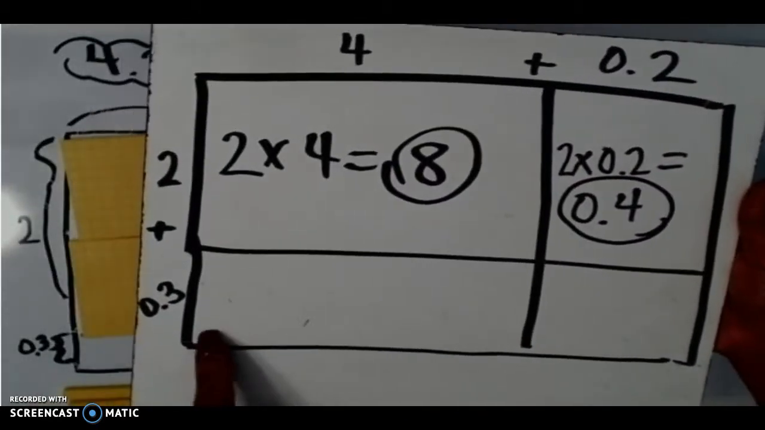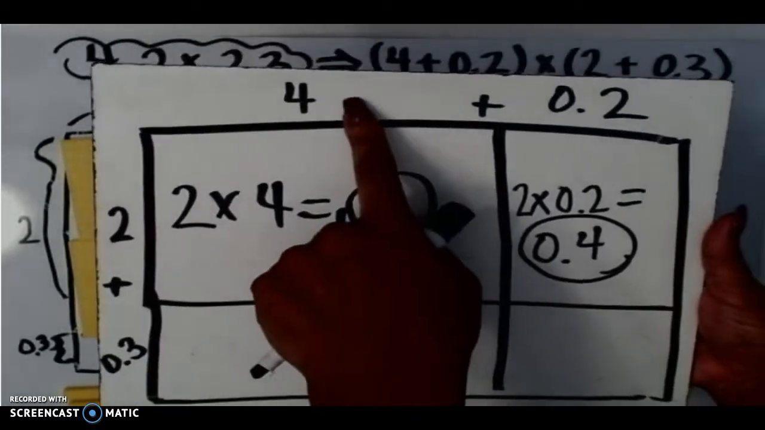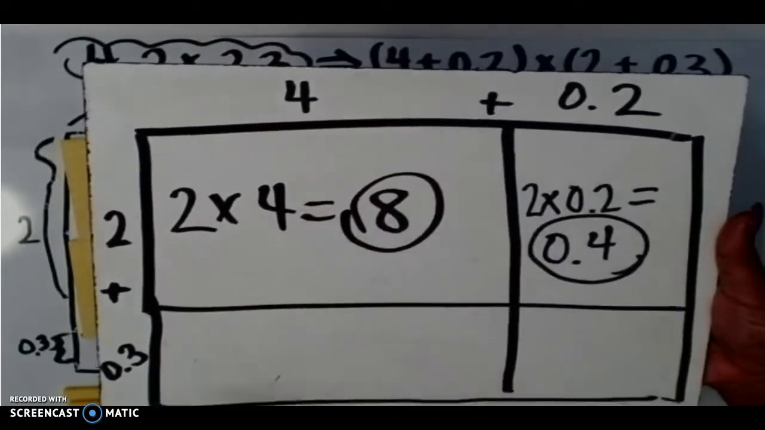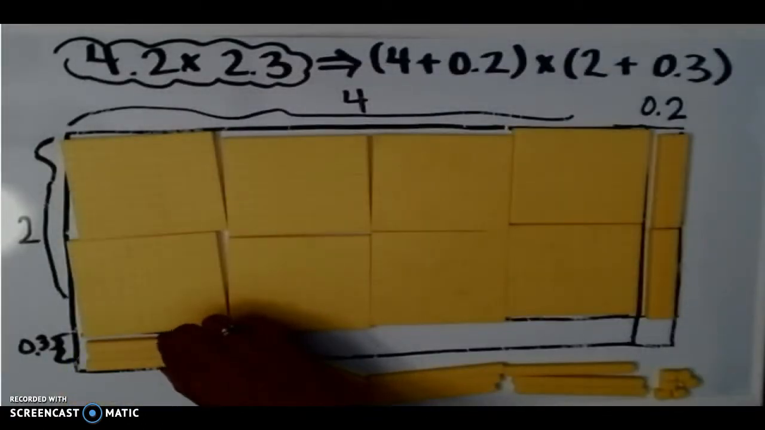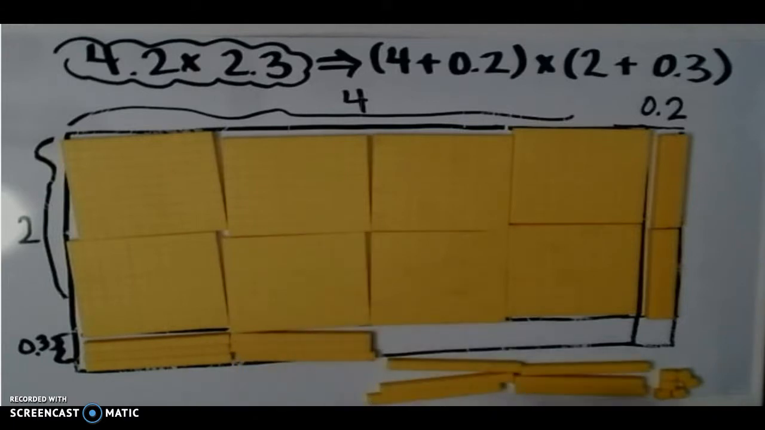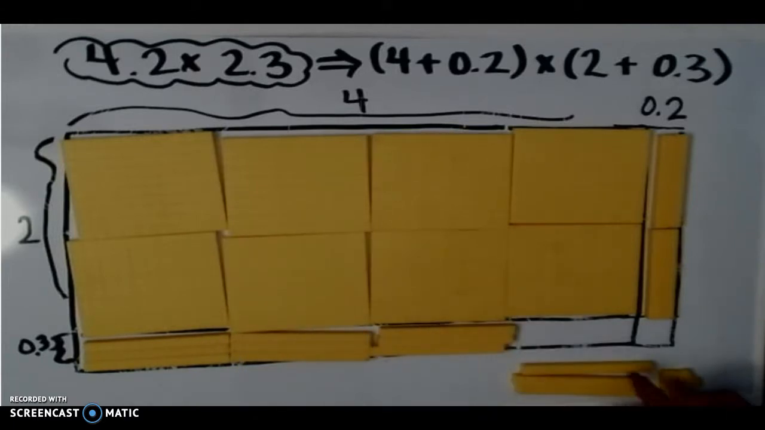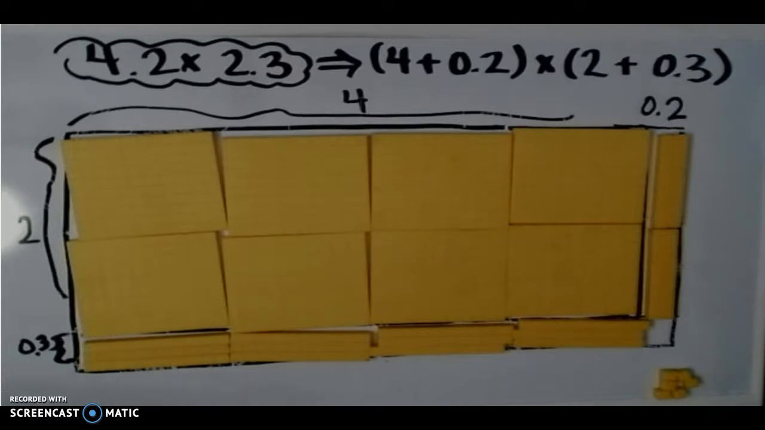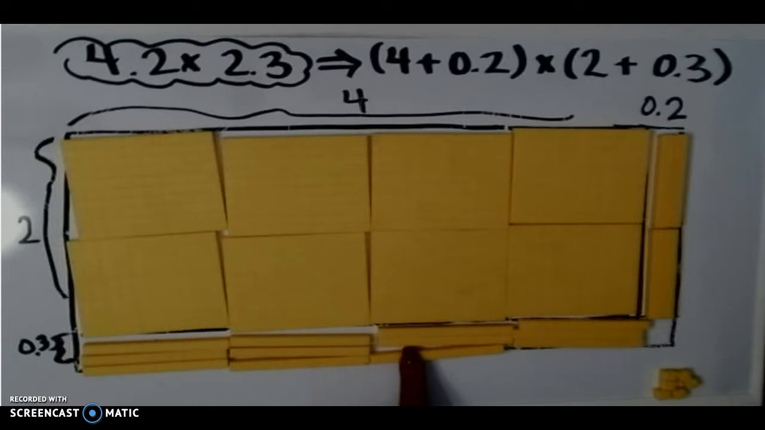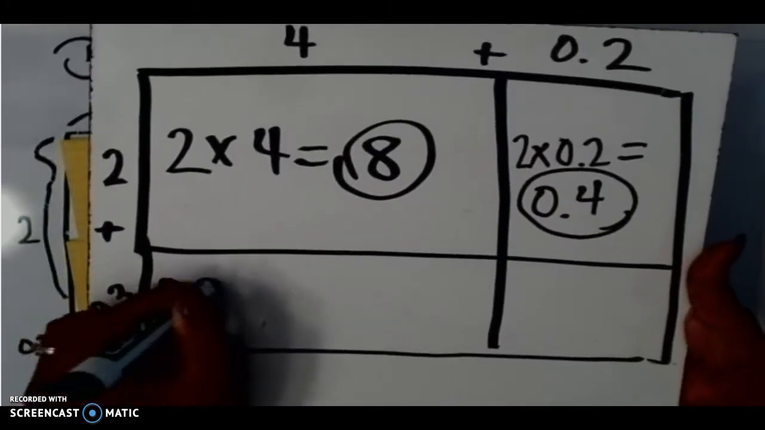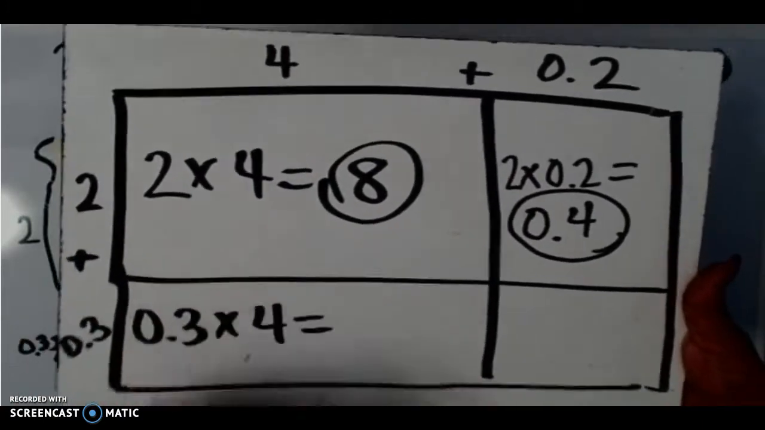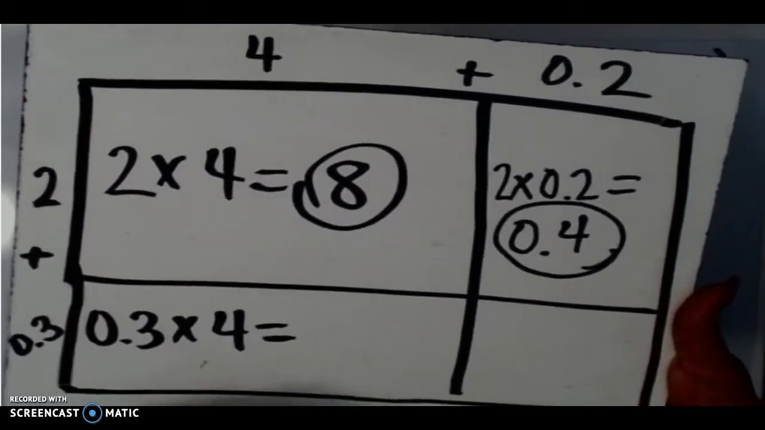Then we have 3/10 times 4, which basically means just 3/10 four times. So let's show one group of 3/10, two groups of 3/10, three groups of 3/10, and four groups of 3/10. Well, let's count it up. This is 1, 2, 3, 4, 5, 6, 7, 8, 9, 10, 11, 12/10. So that means that 3/10 times 4 equals, we said, 12/10.